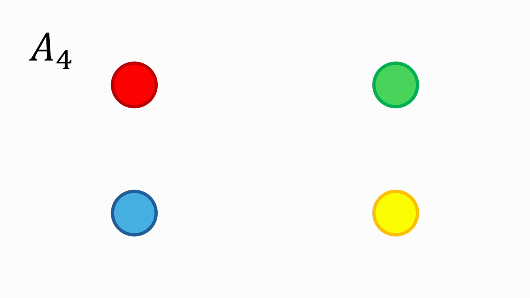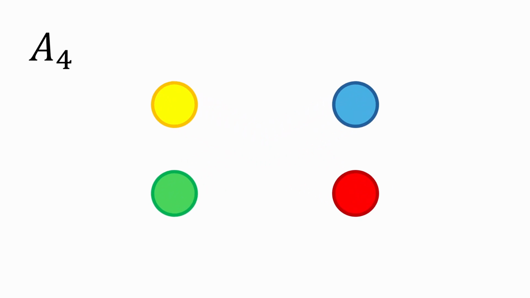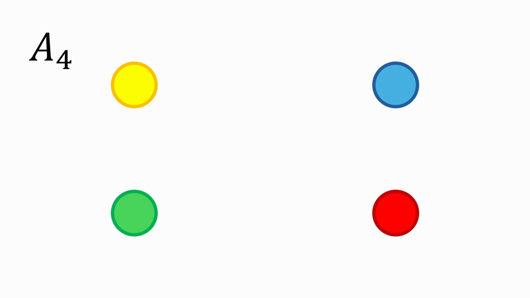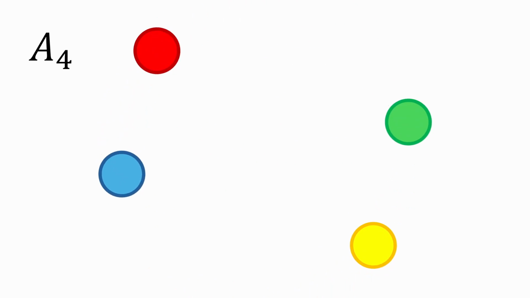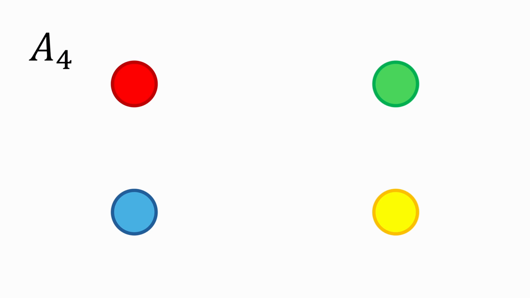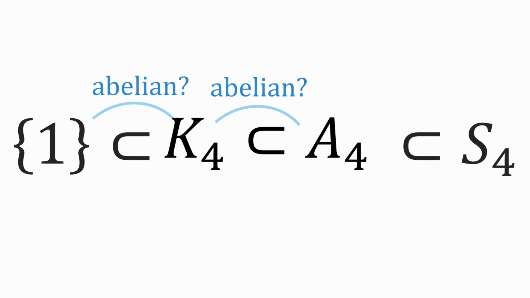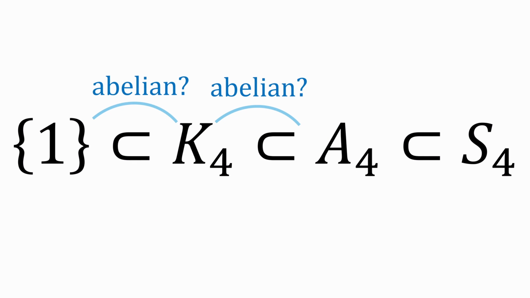We can swap the diagonals like this, which is the same as a rotation by 180 degrees. So A4 contains all the symmetries of a rectangle. We call this group the Klein 4 group. Could this group complete our tower to show that S4 is solvable? You can check for yourself that K4 is abelian.